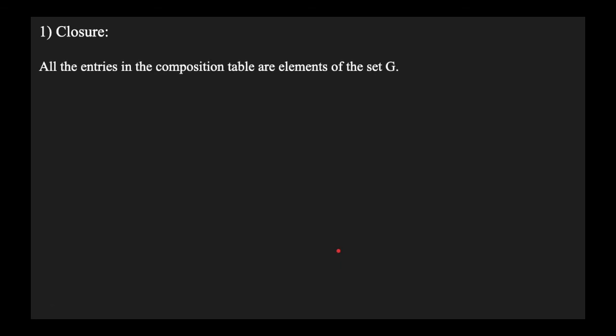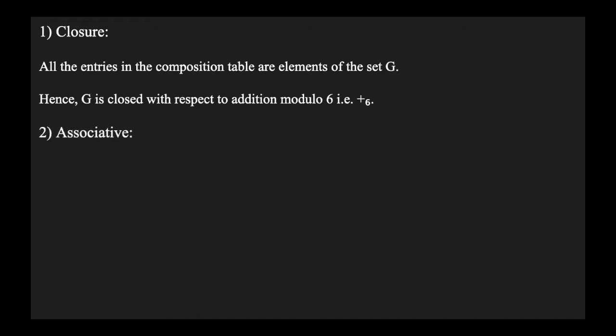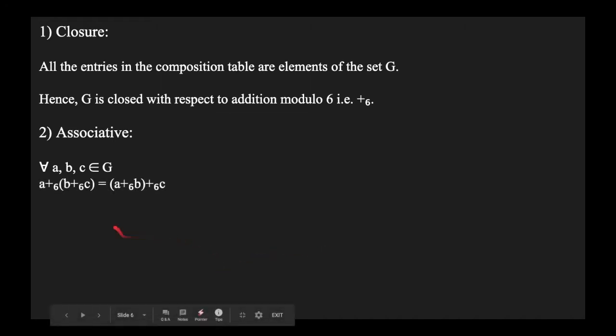First, closure. Here all the entries in the composition table are elements of G, so closure is obvious in most cases. Hence G is closed with respect to addition modulo 6, that is plus 6. The second property, the associative property. For that, for every a, b, c in the set G, we need to check this condition: a plus 6 (b addition modulo 6 c) equals (a plus 6 b) plus 6 c.